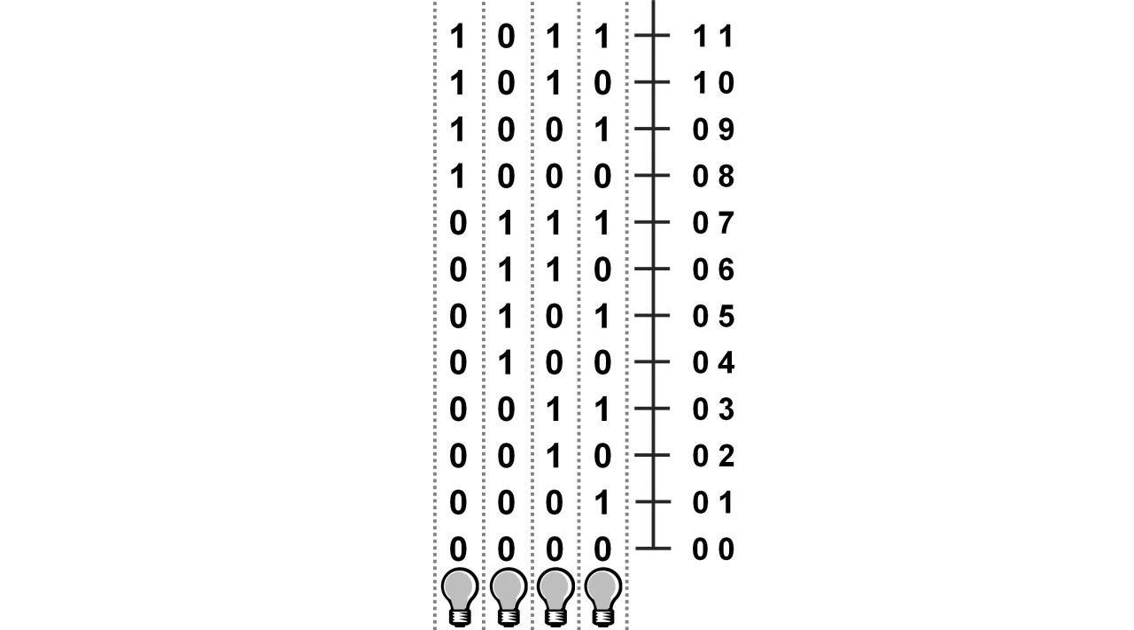In fact, let's make this easier. When only one light bulb is on, let's write the decimal number that it represents on the light bulb itself. For instance, 1 in binary is also 1 in decimal, so we'll write that on that light bulb. 1 0 in binary is 2 in decimal. 1 0 0 in binary is 4 in decimal. And 1 0 0 0 in binary is 8 in decimal.